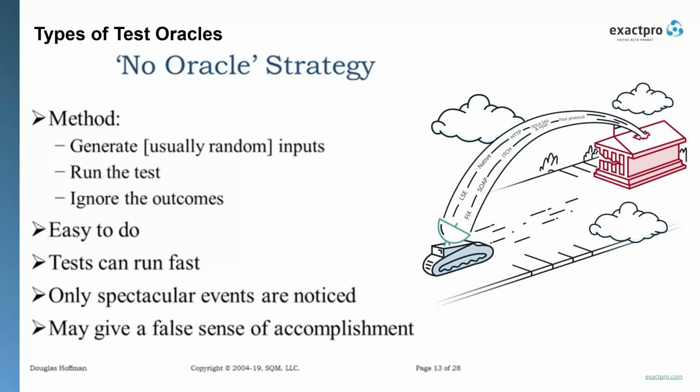There is a nice oracle strategy that is called no oracle strategy. It exists, and in fact, it is not such a bad thing. The idea is that when you are not able to check functionality, at least you can see some spectacular failures. I can give a number of examples.